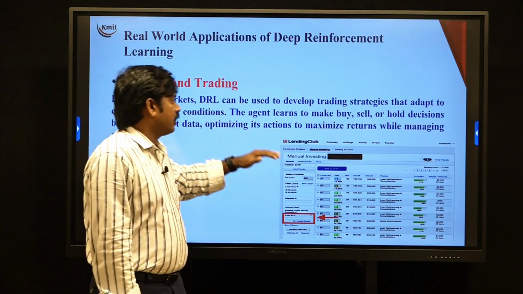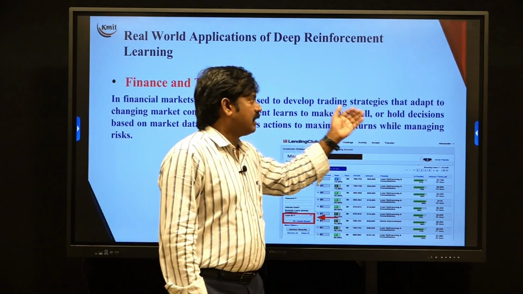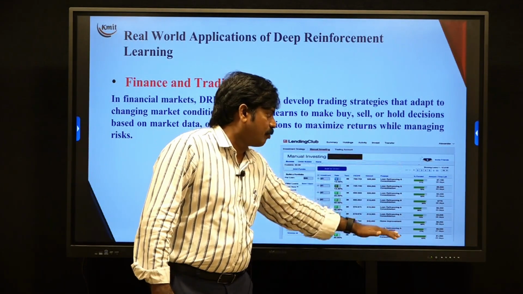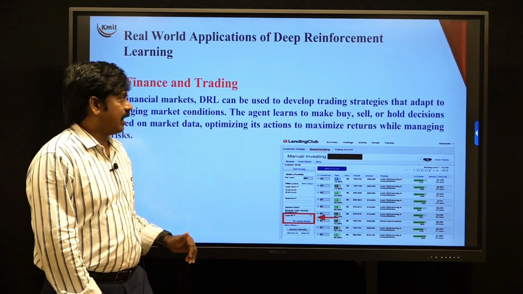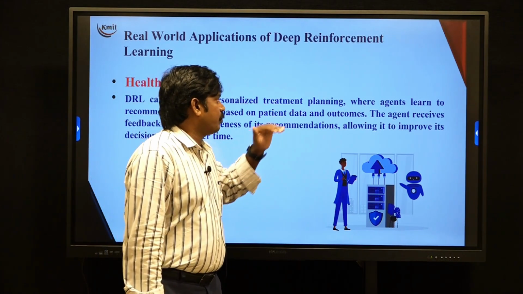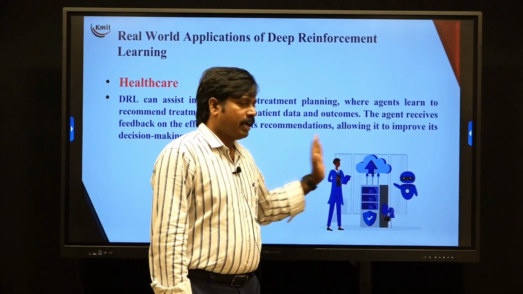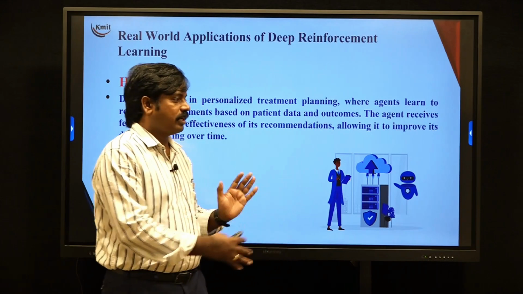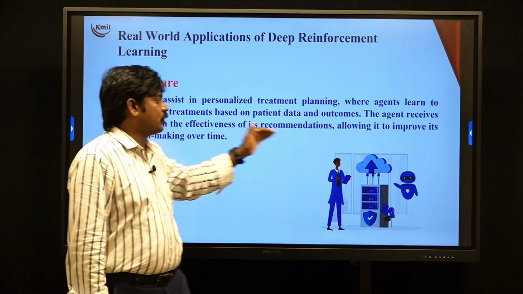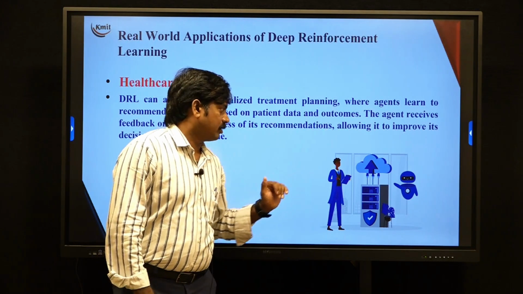Next one is financial trading. In financial trading, we are taking the best decisions: either buy, sell, or hold. These decisions are taken by the reinforcement learning. Next one is healthcare, patient personalized treatment planning. We use deep reinforcement learning to analyze the patient data using deep learning, and decisions are taken using reinforcement learning. Based on the deep learning analysis, the treatment recommendations are made by the reinforcement learning.